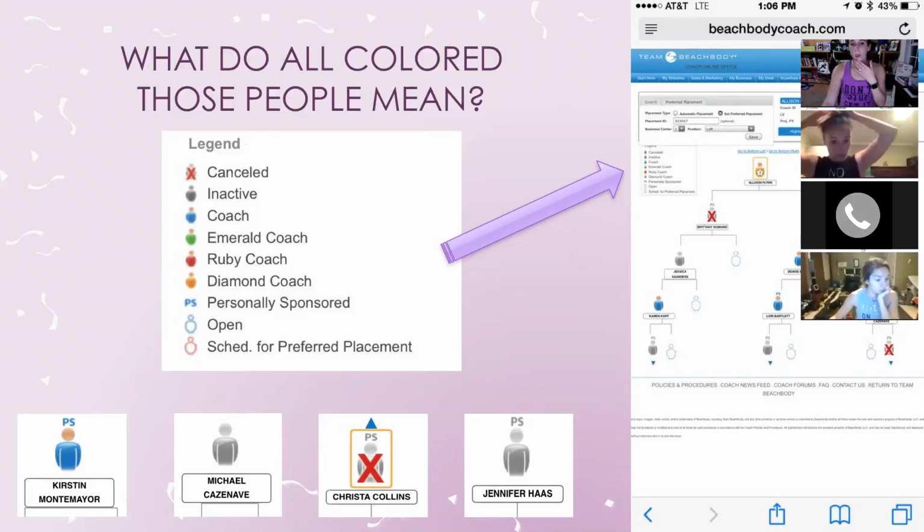And the blue and the red is your placement wise. So if it's blue, you can put your placement there. If it's red, that's where it's set to go when you sign your next coach.